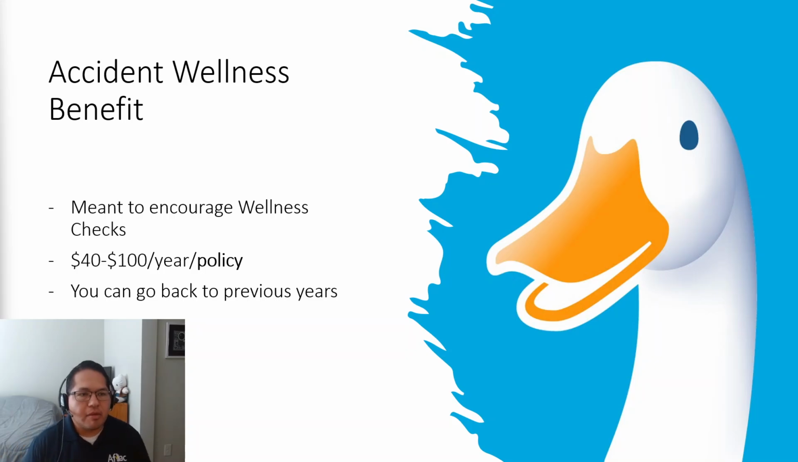What I'm going to talk about here are just examples of what I've seen in the last couple of years. On the accident plan, the wellness benefit is usually $60 per year per policy, from what I've seen, and it's meant to encourage wellness checks. That could be an annual physical, an eye exam, a dental cleaning, or an immunization. The ones I've seen are $60, but it can range anywhere from 40 to 100 depending on which state your policy is in. And say, for instance, if you started your plan, this is per calendar year.